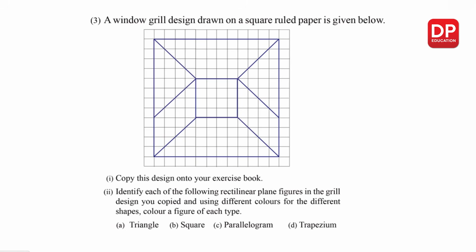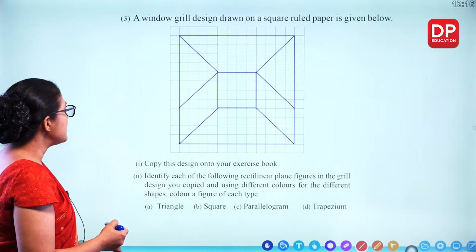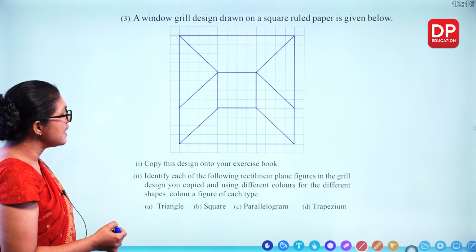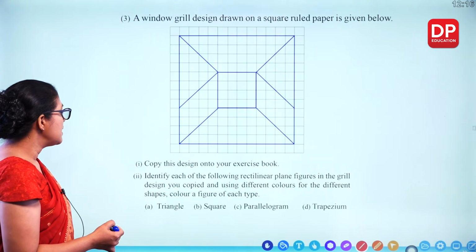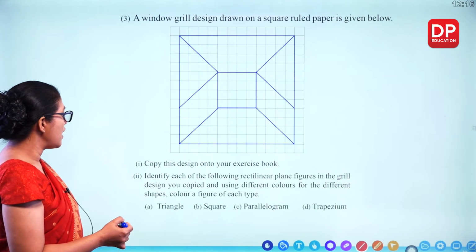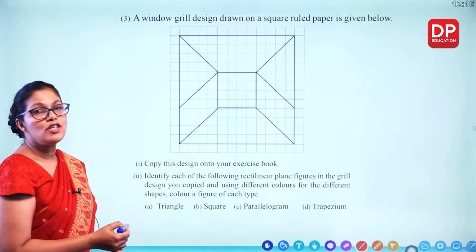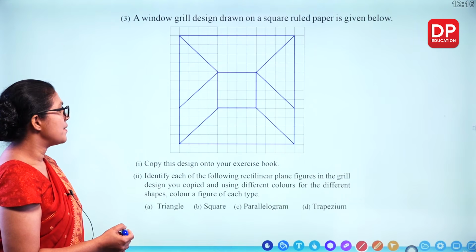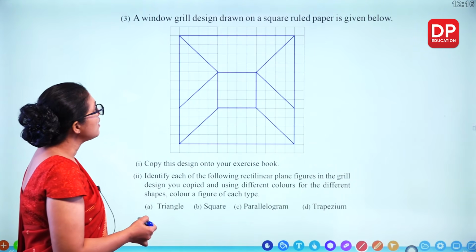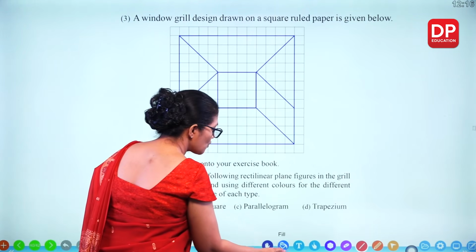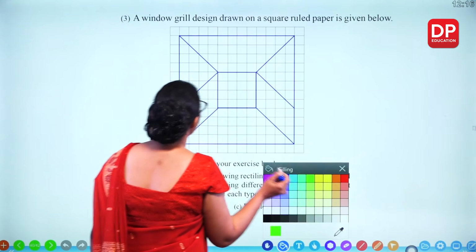A window grill design drawn on a square ruled paper is given below. Copy this design onto your exercise book. Identify each of the following rectilinear plane figures in the grill design. Using different colors for the different shapes, color a figure of each type. Triangle, square, parallelogram, trapezium. So we'll identify triangles first. So we'll put different colors.